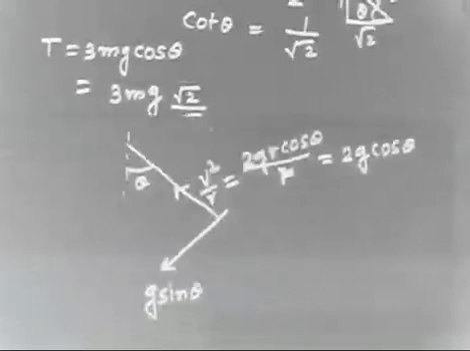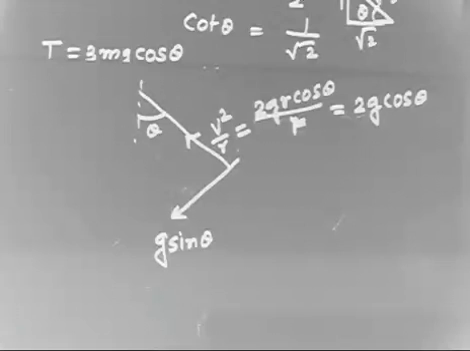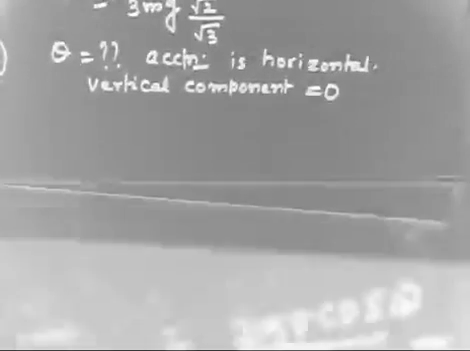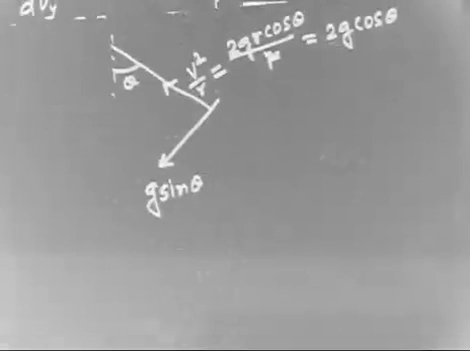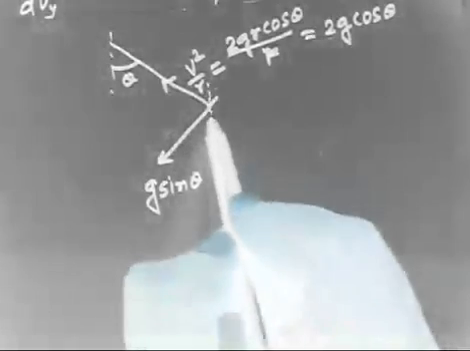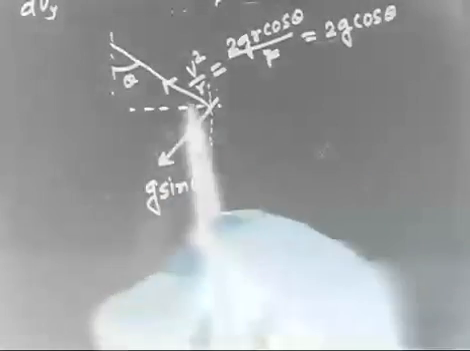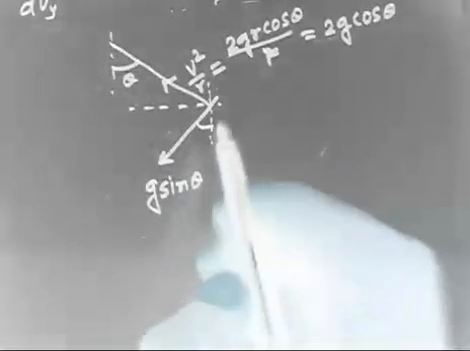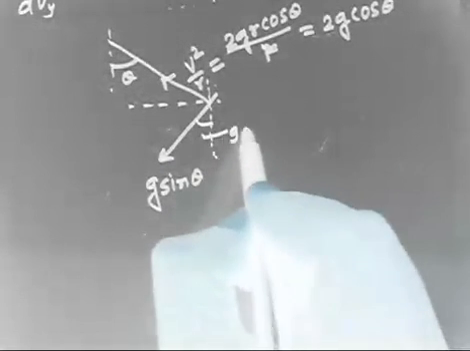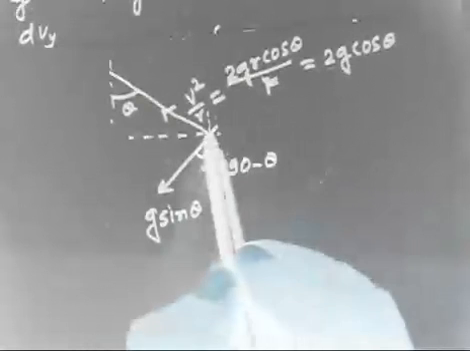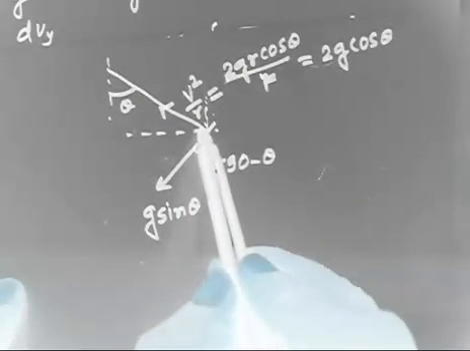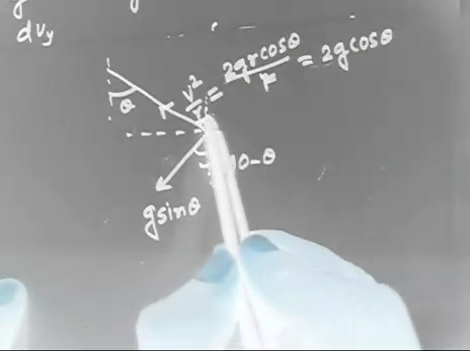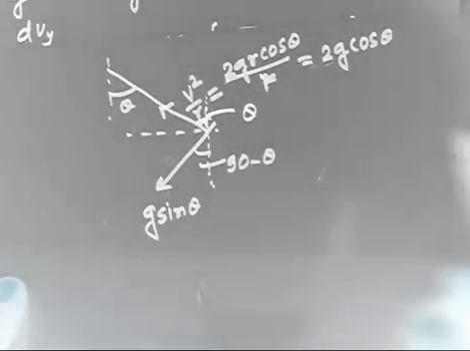So I have to find the vertical component. The question says acceleration is totally horizontal, so the vertical component is 0. So I have to take this vertical component and put it equal to 0. This angle is theta. We have already derived, this angle is 90 minus theta. Are you getting? So what will be this component?